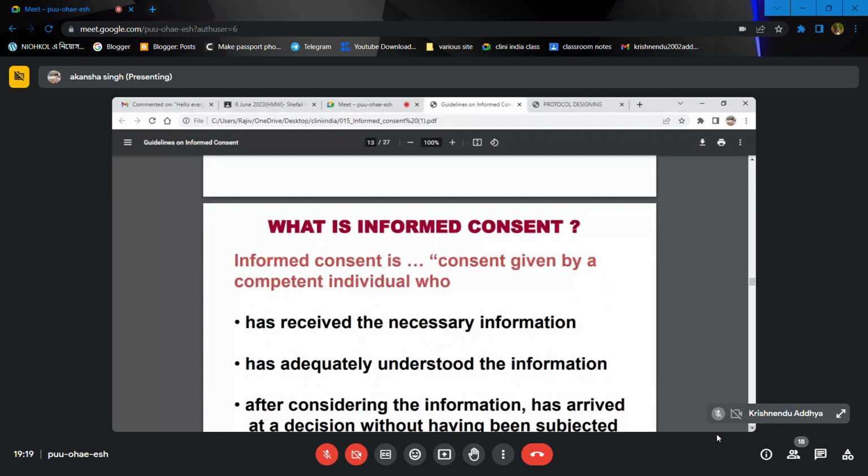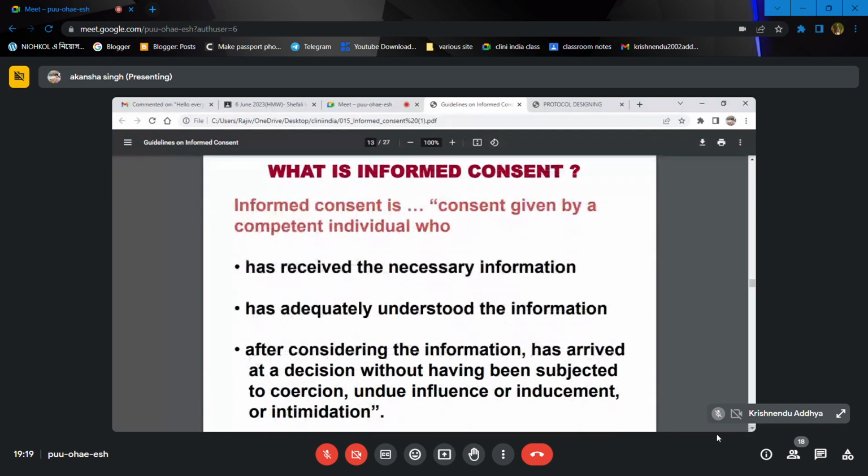Now, what is informed consent? Informed consent is a consent given by a competent individual. See, in interviews they may ask you what is informed consent, so you should know. It is a consent given by a competent individual who has received the necessary information and has adequately understood it. You can say informed consent is for people who understand and have the willingness to participate in the study, not just by signing the form, you can say yes, he is willing.